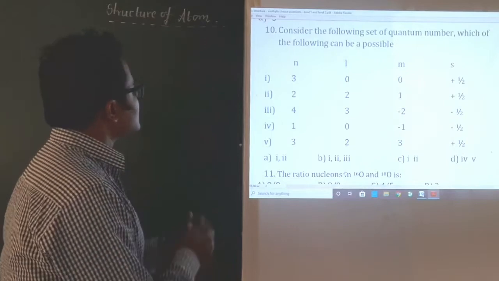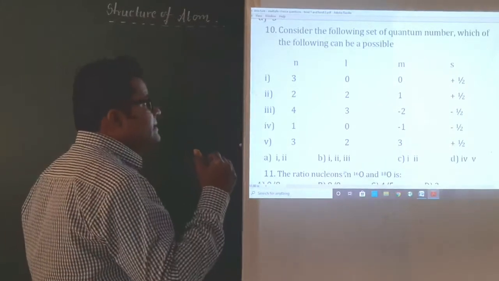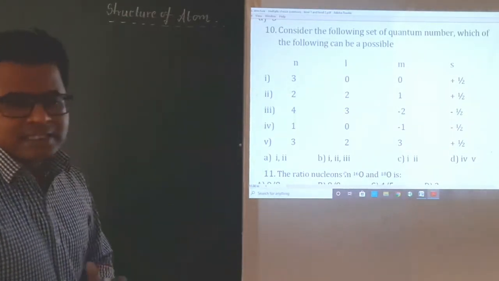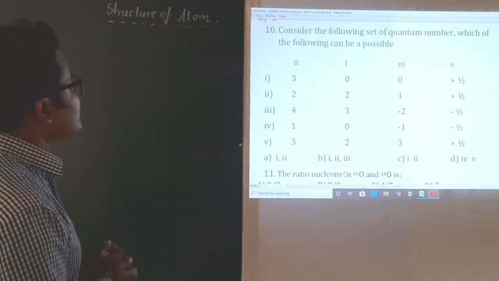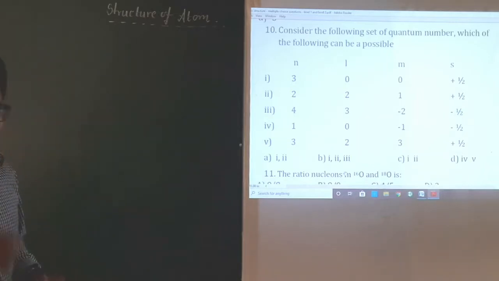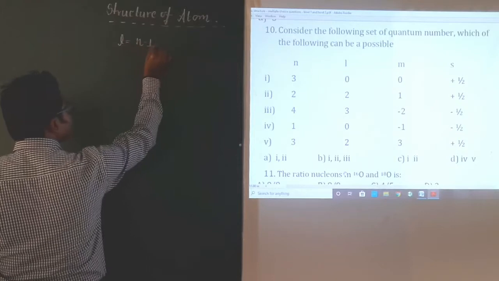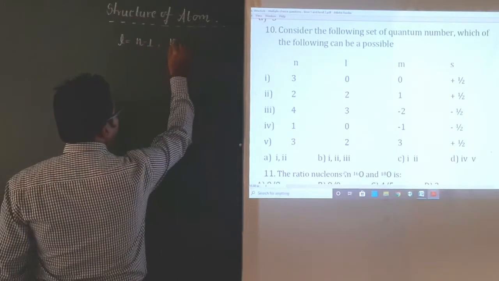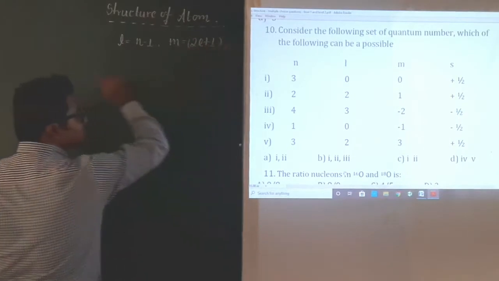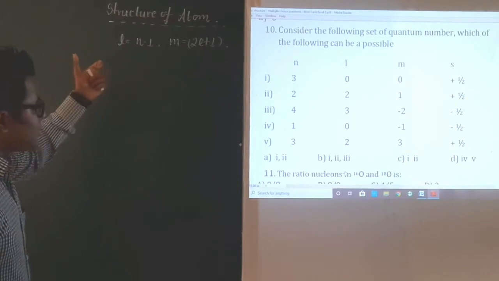So, the next question is, consider the following set of quantum numbers. Which of the following can be possible? Okay, which of these particular things can be possible? Now here, they have given us the values of n, l, m and s. Always remember the formulas. l is equal to n minus 1, right? And m ranges over 2l plus 1 values. Things should follow this particular sequence, or they should follow these particular rules.